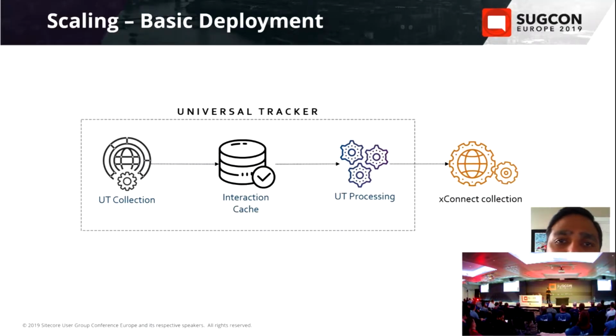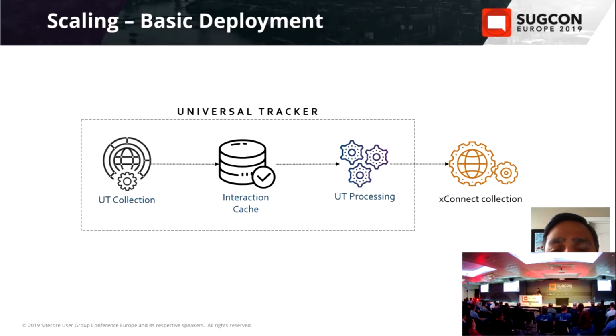Universal Tracker scaling. So Universal Tracker comes with 3 different components. One is a collection service, which accepts all the user requests in a JSON format and stores it in a SQL Server database, which is a temporary cache, which then gets picked up by the processing service, which pulls all the interactions and events and processes them, either enriches the data or filters it out before pushing it to xConnect.